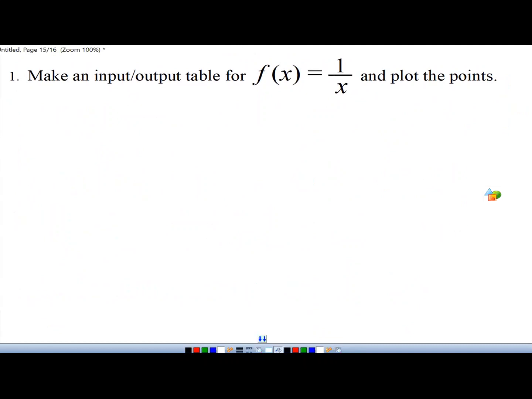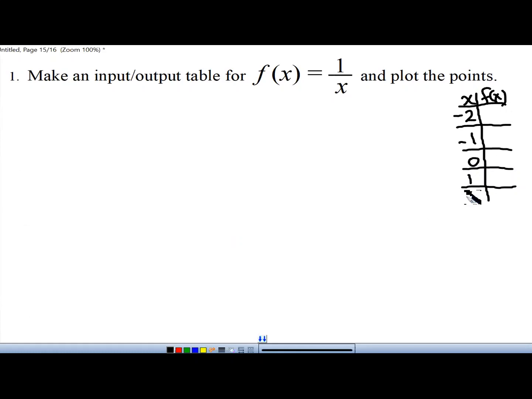It says make an input-output table for f of x equals 1 over x. Does everybody remember how to do an input-output table? Yes, x, f of x. And what values did we use for the domain? Yeah, the ones I always told you, -2, -1, 0, 1, 2. That should be your bread and butter, your cornflakes and milk, your bean burrito. That should be the go-to every time, okay?